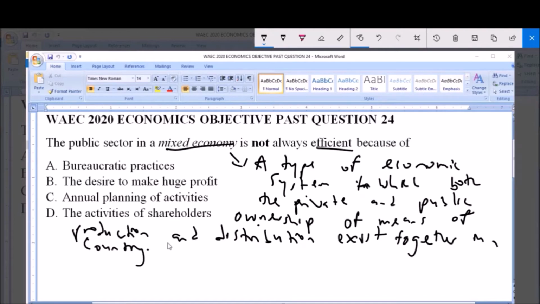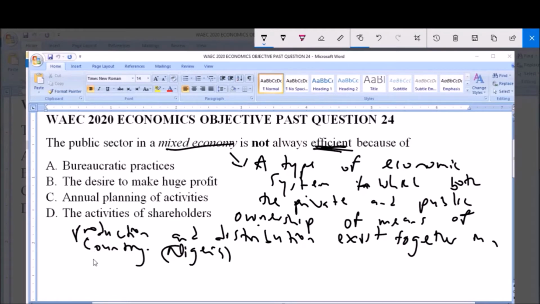Okay, this is the type of economy practiced in Nigeria. This is an example. So in a mixed economy, like I said, one of the disadvantages of it is that it is not always efficient. So why is it not always efficient?